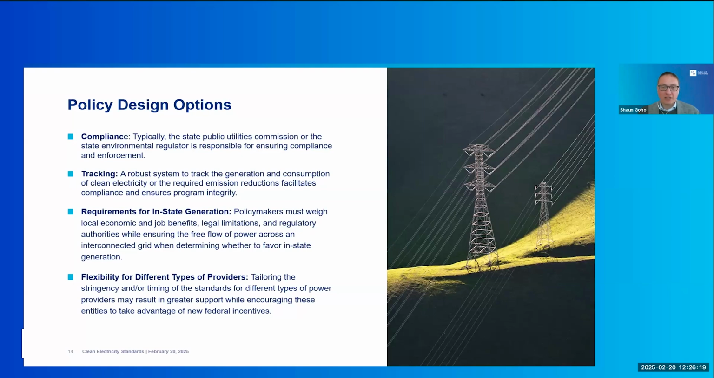What we're really looking at here is that some states will slightly tailor their requirements to make them a bit different for investor-owned utilities versus municipal utilities versus rural electric co-ops. These providers are often of different sizes, have different types of customers, have different capacity to transition from their current electricity mix to something new.